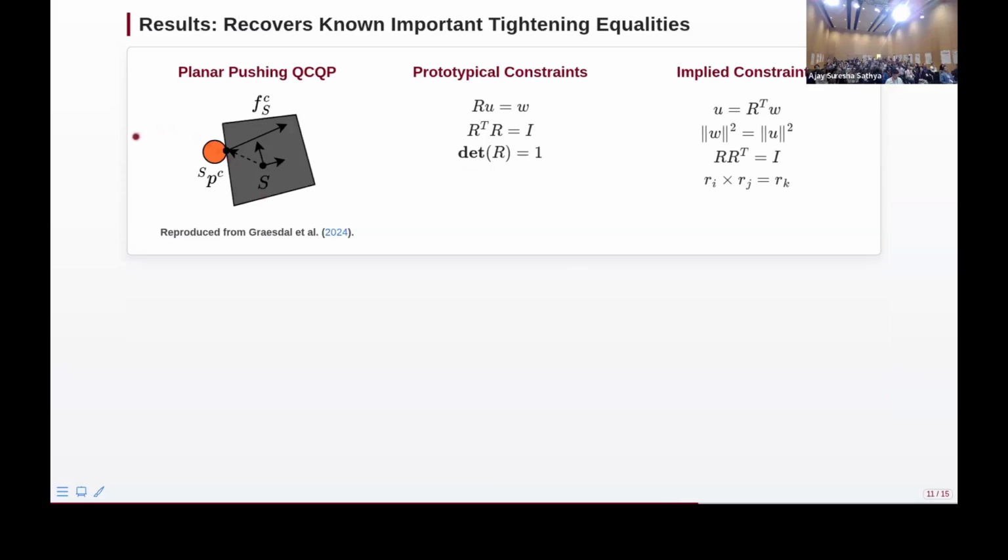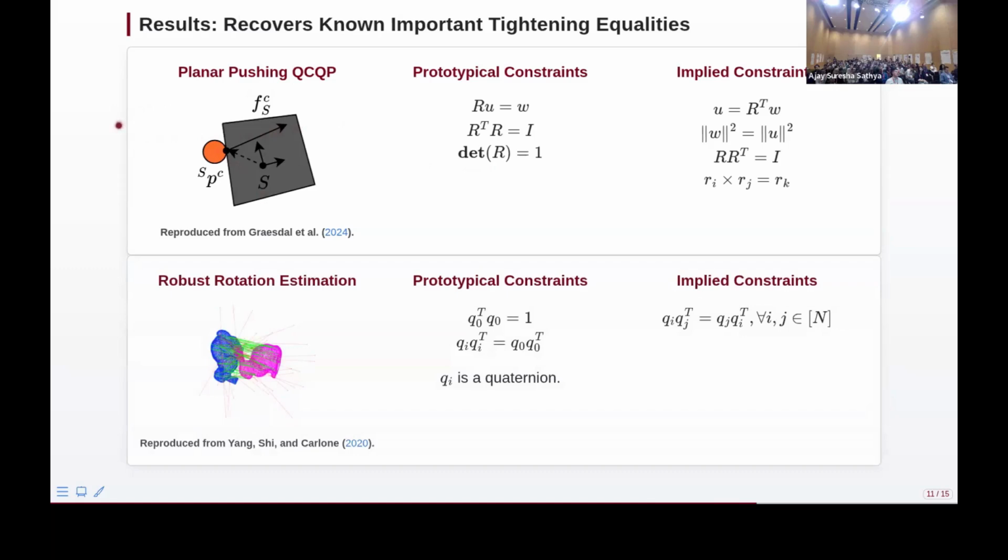So the first thing you might ask is, does this procedure even recover the useful implied equalities that are found in the robotics literature? And the key thing that we show is that even at very low degrees, we're able to recover all of the known instances of tightening equalities that have proven practical in robotic settings.